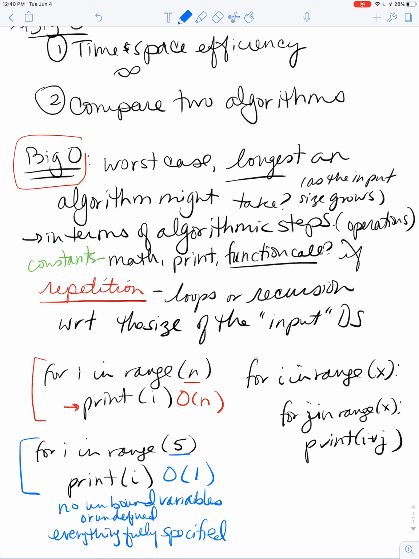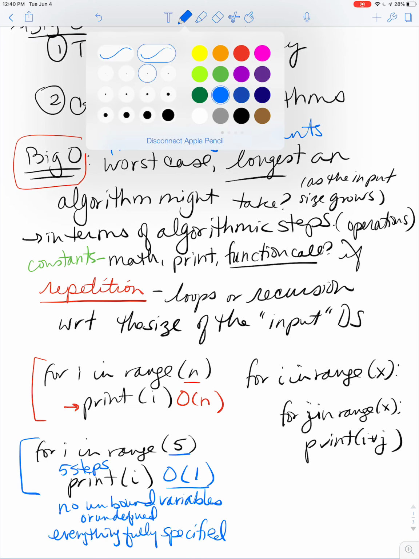I know exactly what I'm printing. I could write this out by hand, what it looks like. And so this is going to be 5 steps. But in big O notation, we actually don't care about any of the constants. So in big O, we throw away constants. Okay, so I'm going to throw away constants. And so instead of this being O of 5, it's actually O of 1.